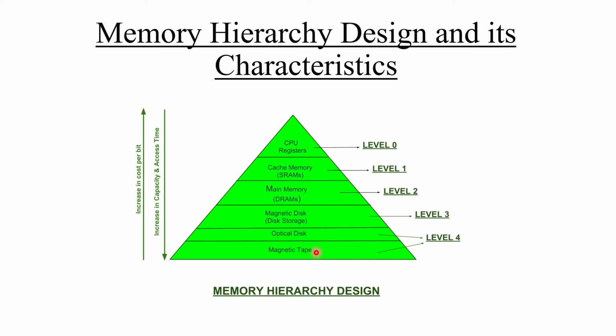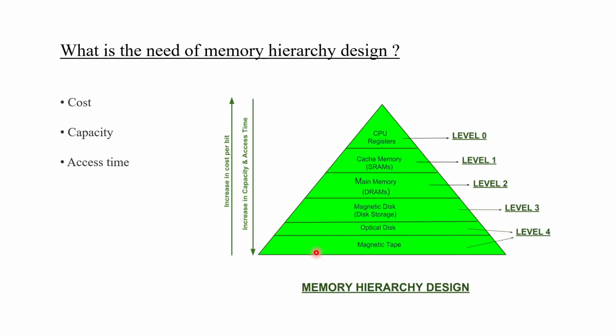Now, what is the need for this memory hierarchy design, or why is it divided into different levels? Before moving to that, we must know some characteristics of computer memory like cost, capacity, access time, etc. Regarding cost, for top level memory, the cost is very high, and for lower level memory, such as magnetic tape, optical disc, etc., the cost is very low.